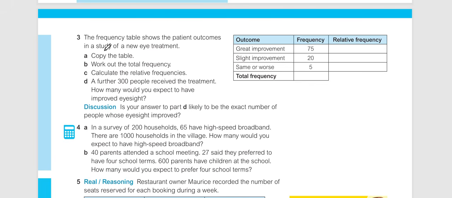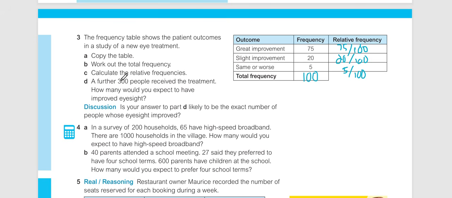Let's see one by one. Work out the total frequency. What's the total frequency? Add these three together, you get 100. Now once you find the total frequency, you can find the relative frequency. So here it's going to be 75 upon 100. Here it's going to be 20 upon 100. Here it's going to be 5 upon 100.